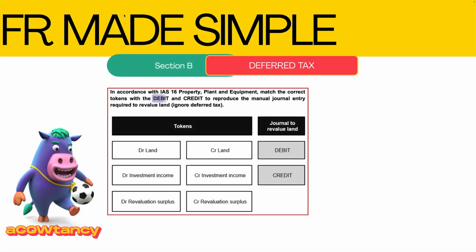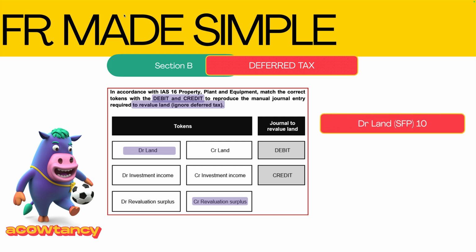First of all, the easy question, what's the debit and credit to revalue land? Well, it's debit land, then you can either credit the revaluation surplus or credit OCI, doesn't matter which, because they're effectively both the same. So you credit revaluation surplus, the only choice we've got. And that's how you deal with it. A simple double entry there for a mark.